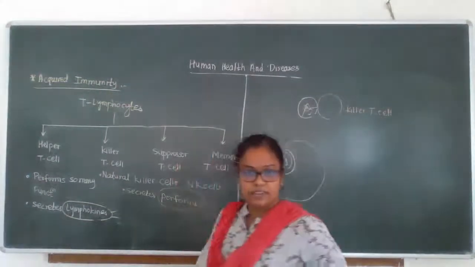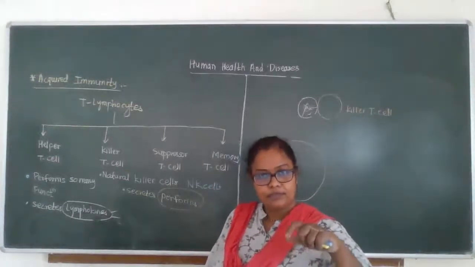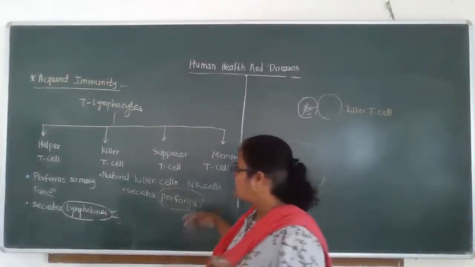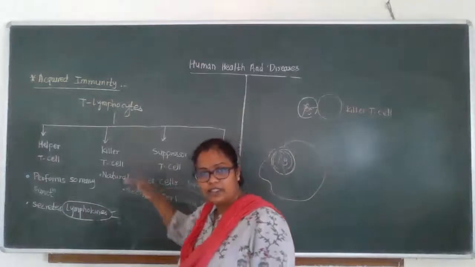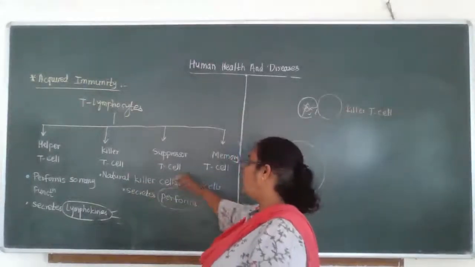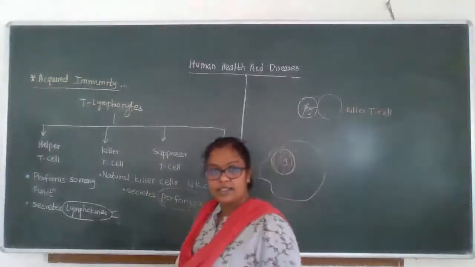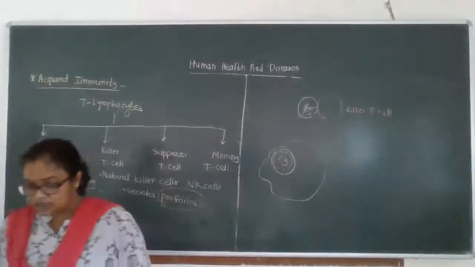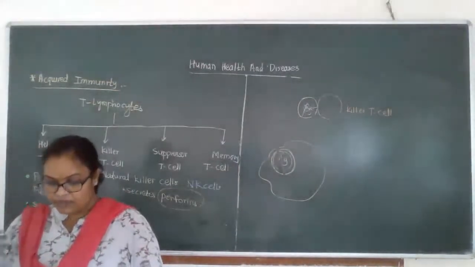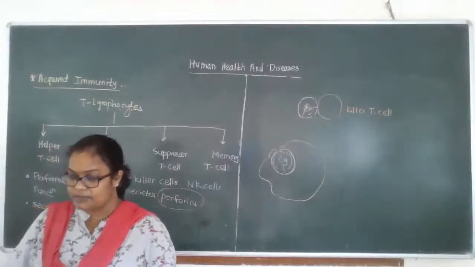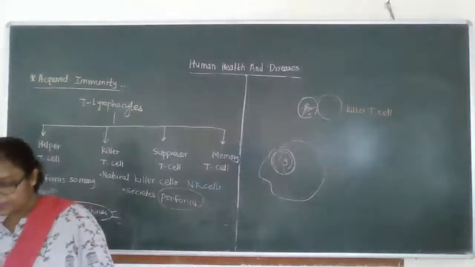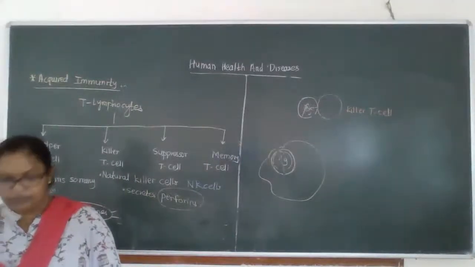Then the suppressor T cell suppresses the immune response, especially that shown by the killer T cell, and protects our own body cells. Then memory T cells keep the previous memory in mind. So this is all related with the cells.